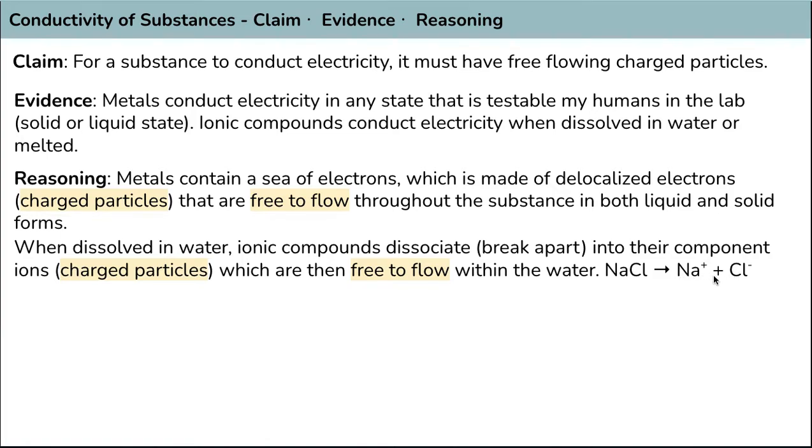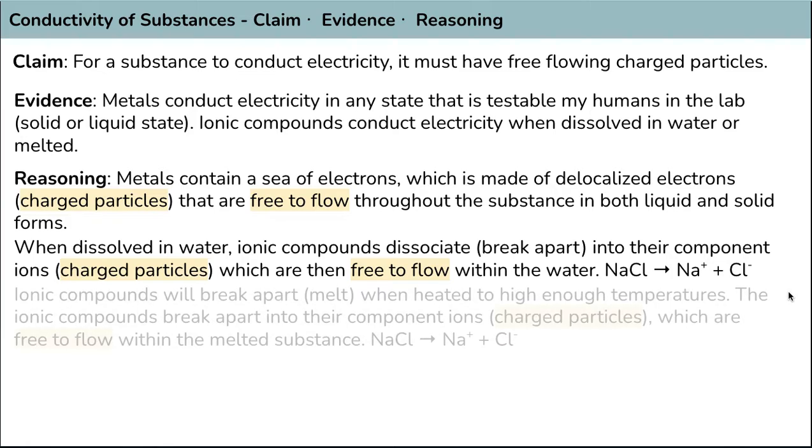So we have free-flowing charged particles. This time, instead of electrons, they are in the form of ions. And they are free-flowing within a substance, so they can carry that charge throughout the substance. So this is for dissolved ionic compounds.